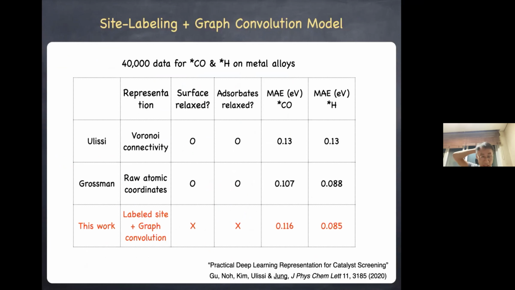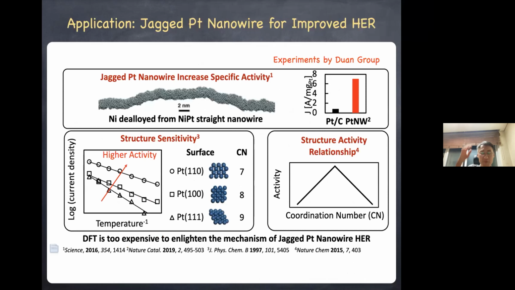We benchmarked our method against a couple of methods in the literature, and we obtained pretty comparable accuracy, sometimes slightly better, sometimes slightly worse than these existing methods. But the key difference is that our method does not require geometry relaxations, of either the surfaces or the adsorbate-bound surfaces. Without that, this could be used as a practical way of representing catalyst surfaces for binding energy applications.